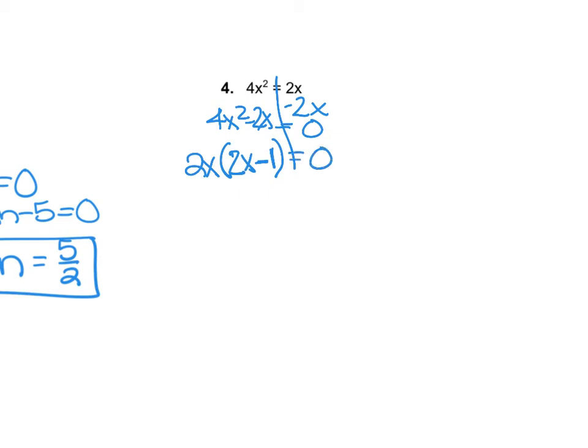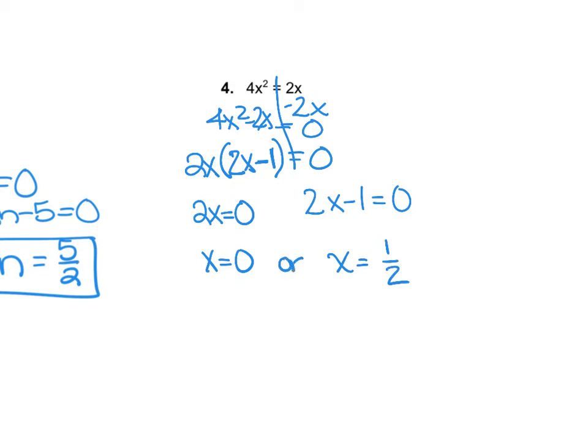All right, so we'll continue solving. I'm going to have 2x is equal to 0, meaning x will be equal to 0. And then I'll have 2x minus 1 is equal to 0. And so x is equal to, I'll add the 1 and divide by 2, so 1/2. And again, you have to have it split by the or. So x is equal to 0 or x is equal to 1/2.